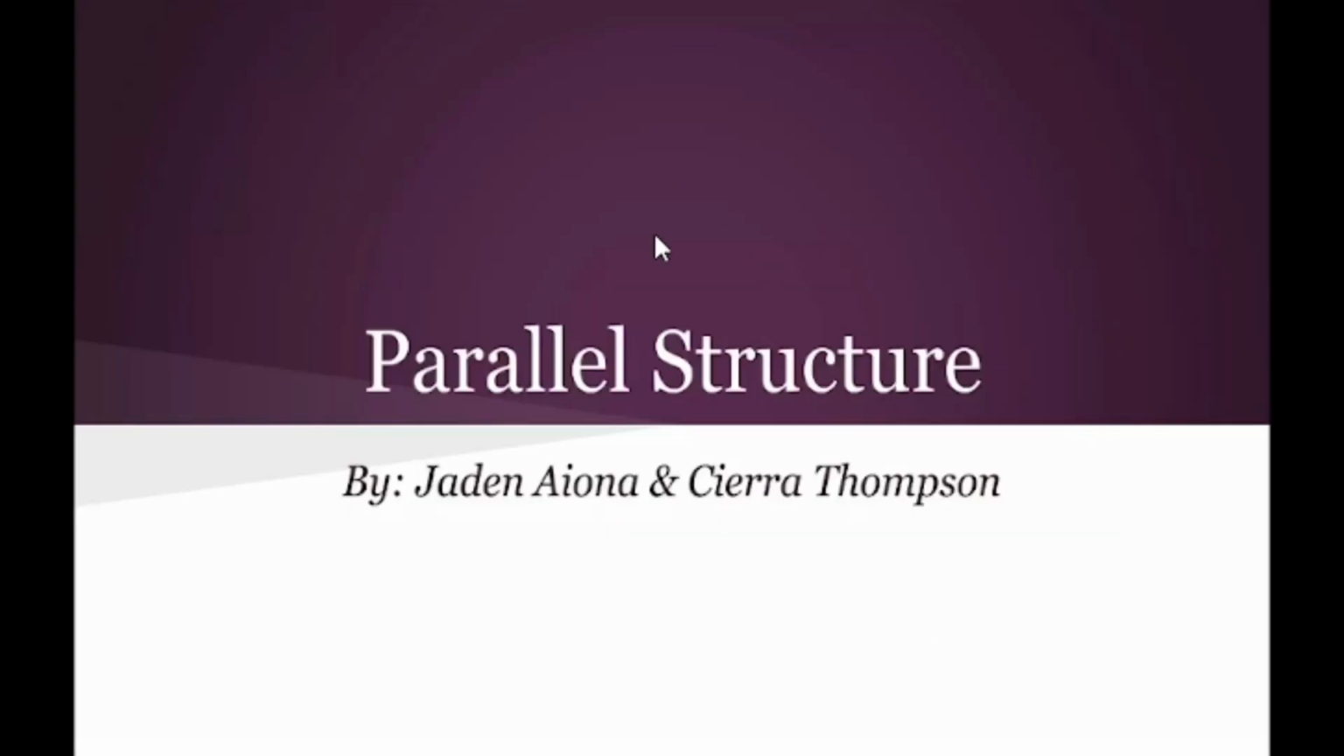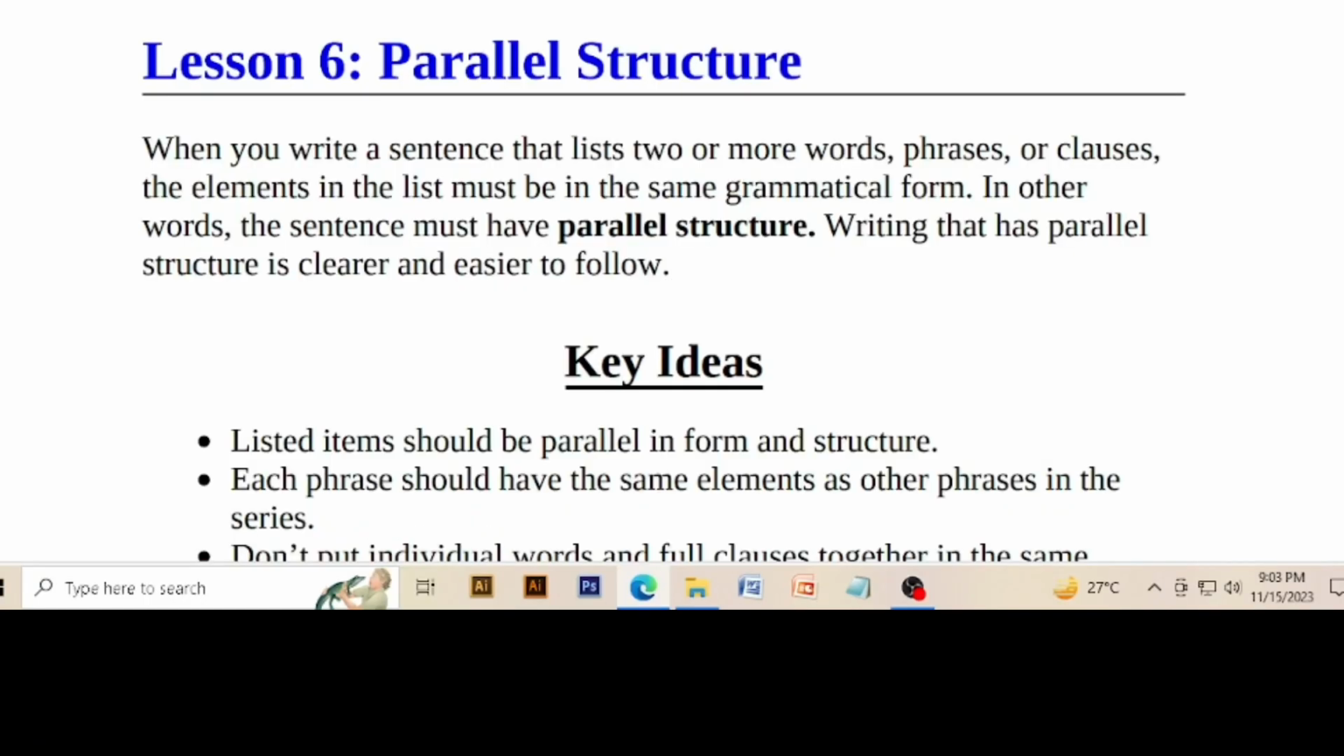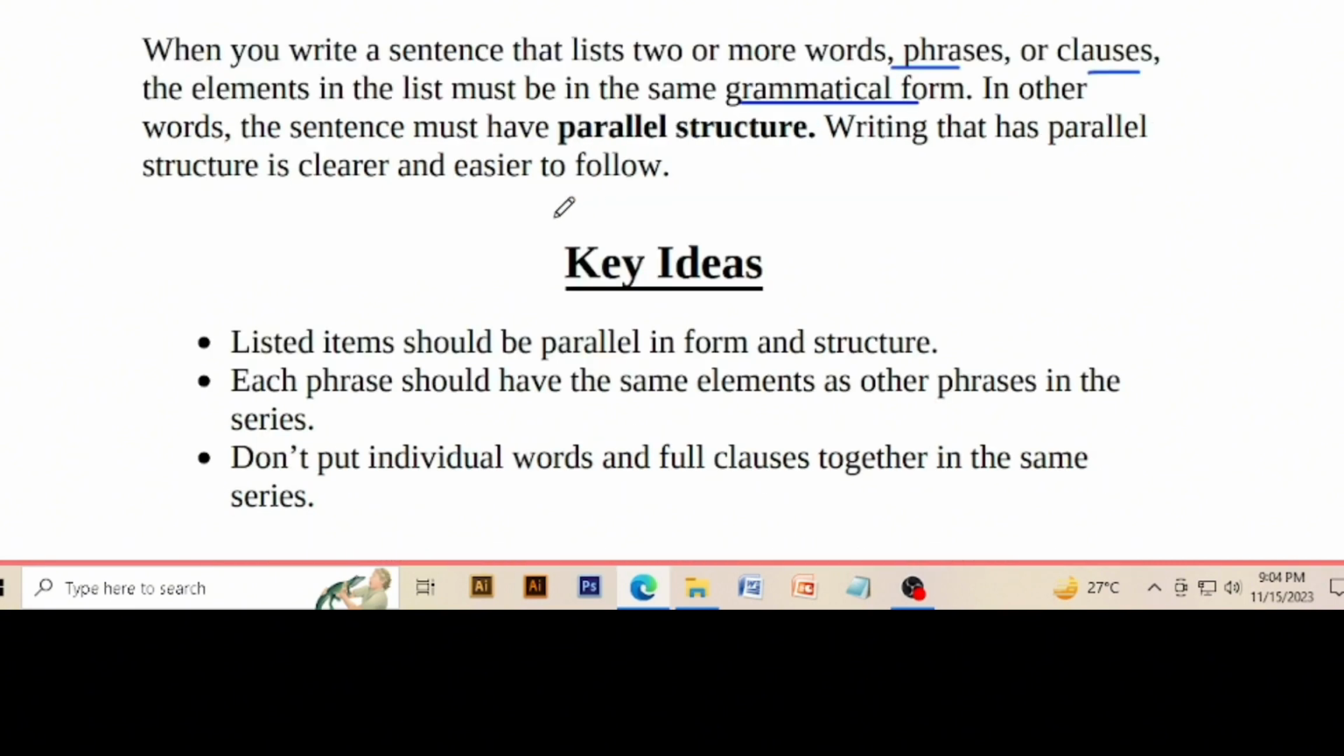So the name of this chapter is parallel structure. First of all, let's see what is the definition written for parallel structure in the book. When you write a sentence that lists two or more words, phrases or clauses, the elements in the list must be in the same grammatical form. In other words, the sentence must have a parallel structure. Writing that has parallel structure is clearer and easier to follow. We need to follow this structure while writing.